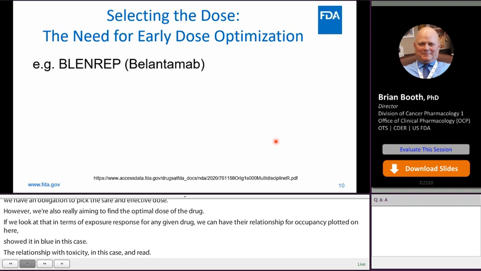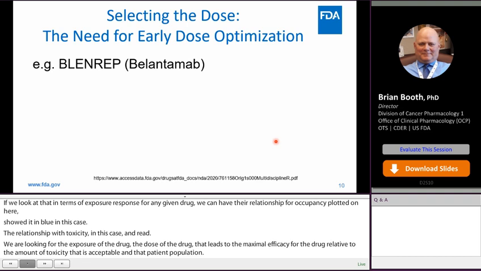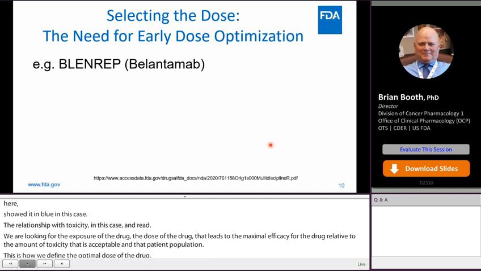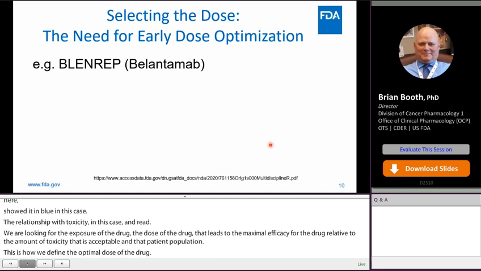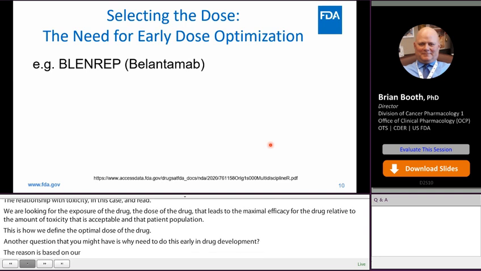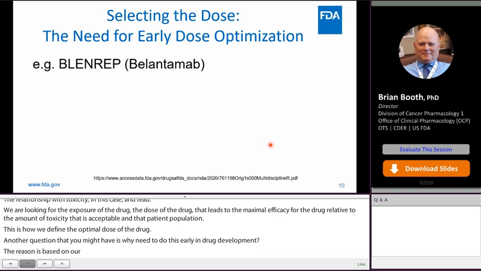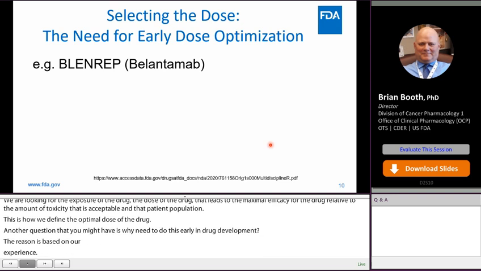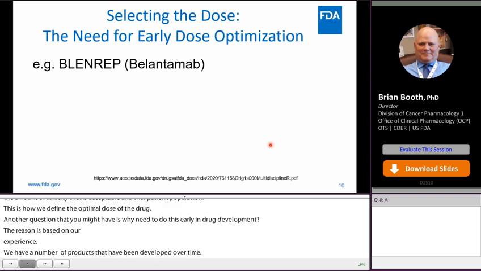Now, another question that you might ask is why we need to do this early in drug development. And the reason is really based on our experience. So we have quite a number of products that have been developed over time. And in many cases, we found that doses have been taken forward that turned out to be efficacious, but they also had a considerable amount of toxicity with them that impacted tolerability of the drug.